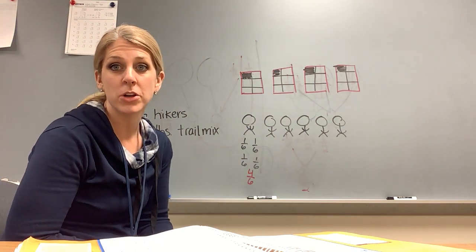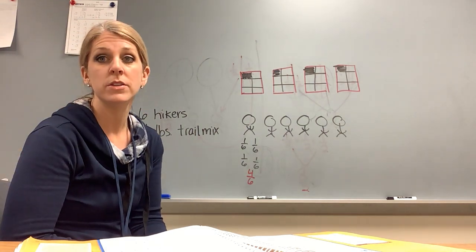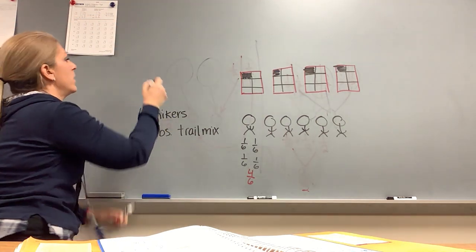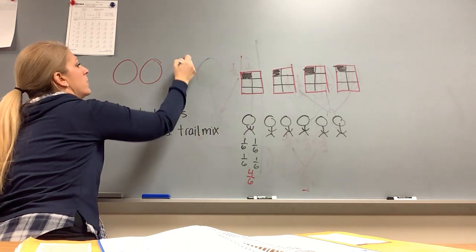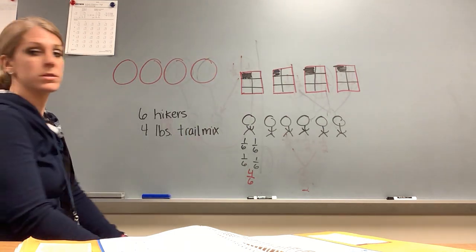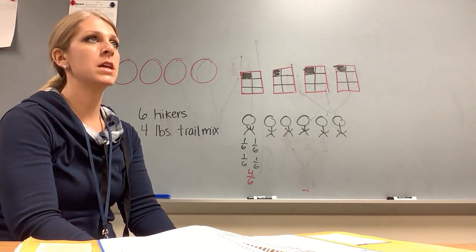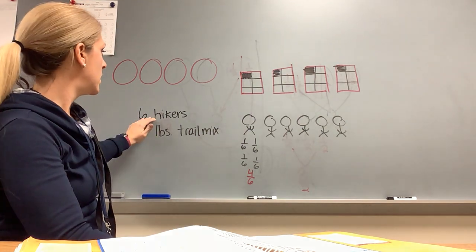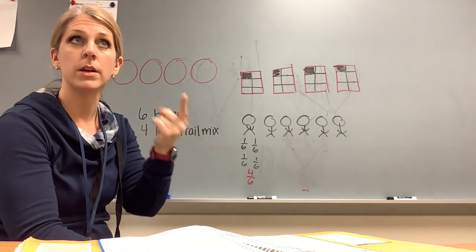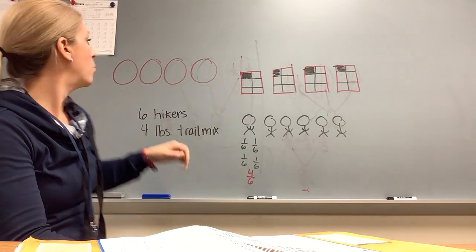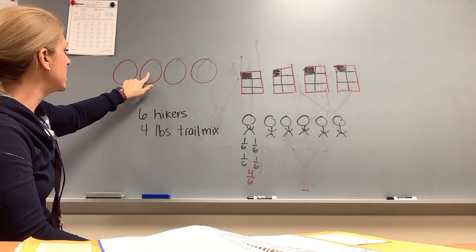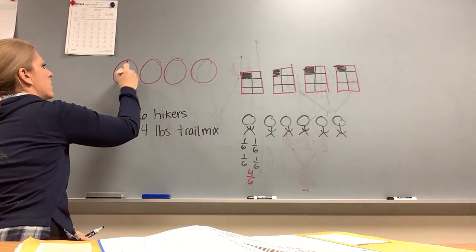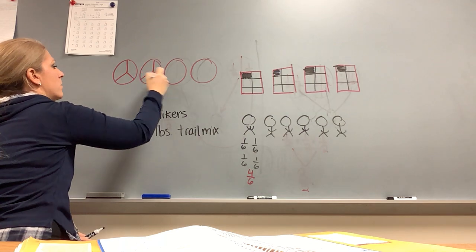But is that the only way to show the picture? Of course not. We could divide it in other ways too. We could do circles this time. What if we took those 4 pounds of trail mix, and let's think about some numbers that are related. I know 6 is double 3, right? 3 and 3 together would make 6. So if I split this into thirds, 3 and 3 together make 6.